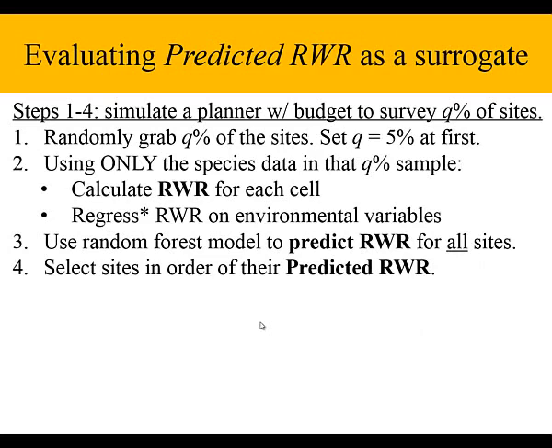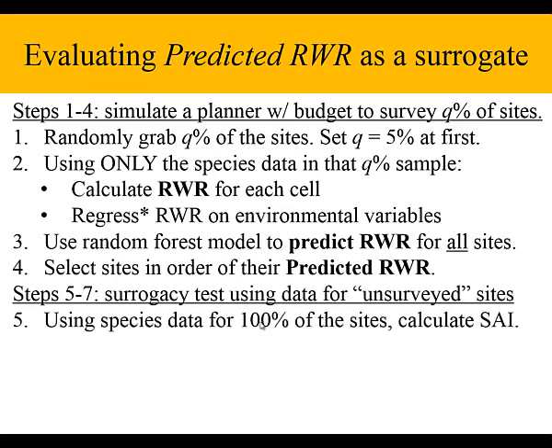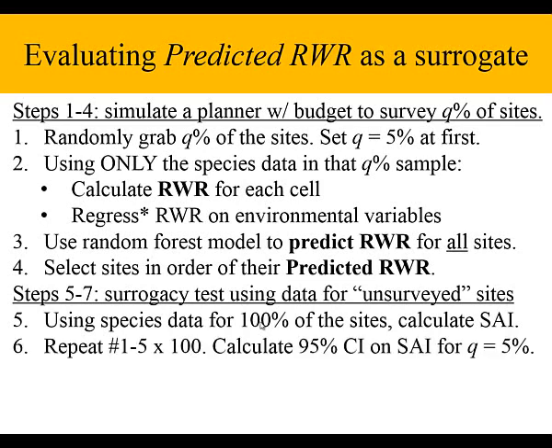So in the first part of these simulations, we simulate a planner with a budget to survey Q% of the sites. We start off with Q of 5%. We assume there's only 5% of the sites. We calculate RWR, do a random forest model to regress RWR on environmental variables, predict it for all the sites. Now we're just going to assemble our reserve in order from the highest predicted RWR to the lowest. Then we look at our actual species data for 100% of the sites. We calculate species accumulation index. Then we go to Q, a larger fraction of the landscape, and repeat the process again.